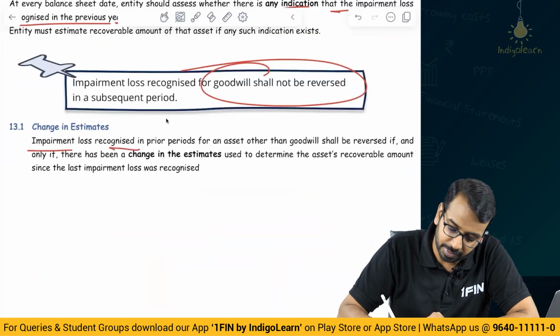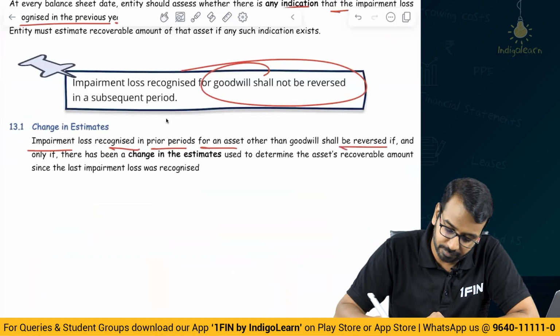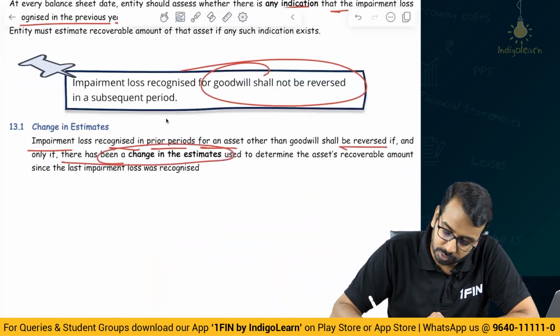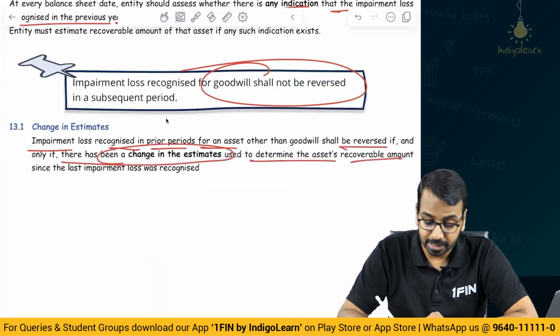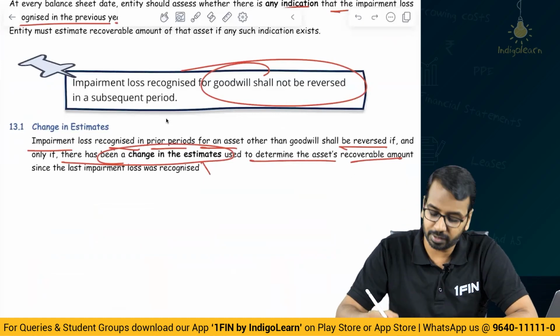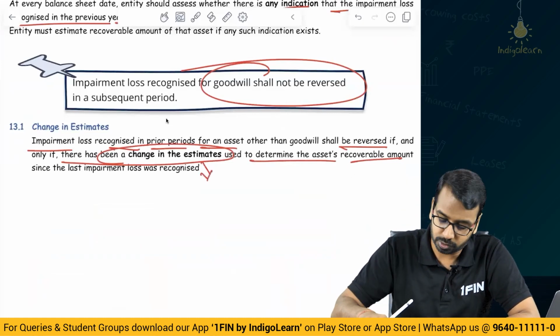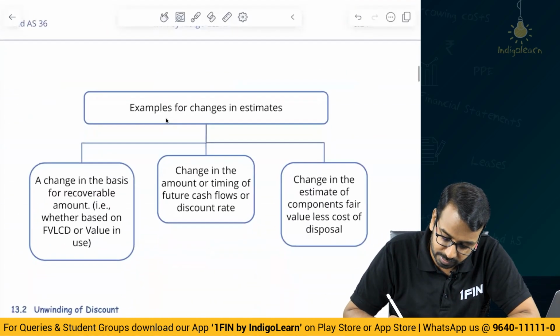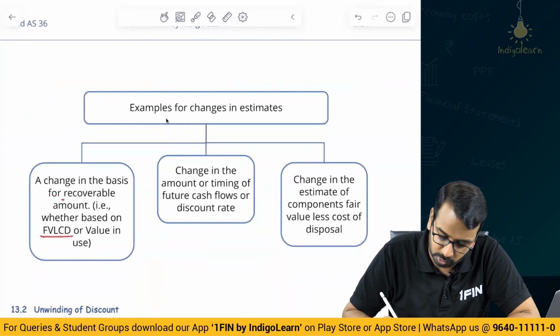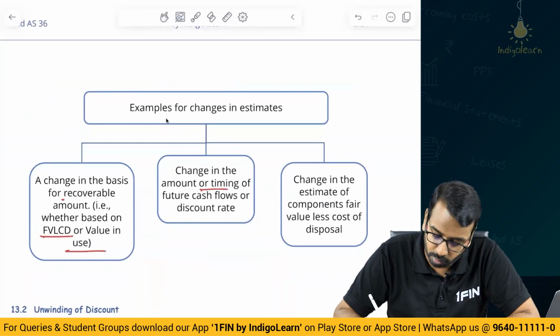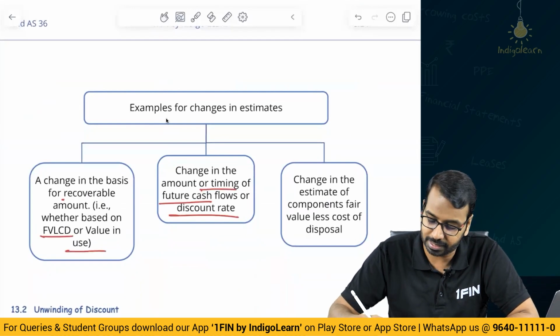Impairment loss recognized in prior periods for an asset shall be reversed only if there is a change in estimate used to determine the recoverable amount. Means the estimate has to change. So, what you have to keep in mind is the estimates that you have used. So, what are the estimates? Estimates for, let us say, fair value less cost to sell or value in use has changed. The amount or timing of the future cash flows, the discount rate has changed.